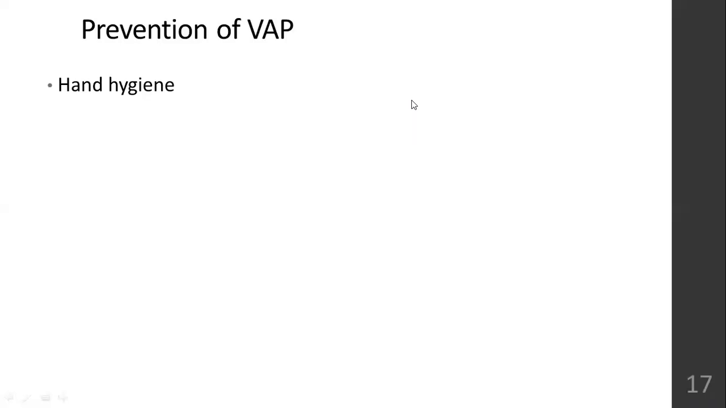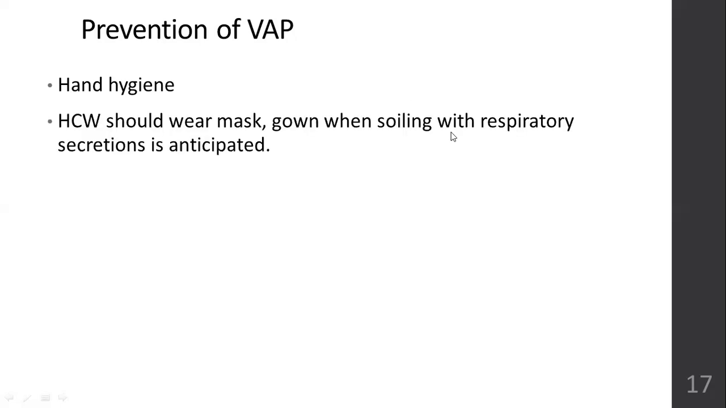So for prevention, the first is hand hygiene. Make sure you follow strict hand hygiene and infection control in the hospital. Healthcare workers should always wear a mask and gown whenever soiling of respiratory secretion is anticipated. You know that when you go near the patient, you can expect respiratory secretion. Protect yourself. Elevate the head of the patient to 30 to 40 degrees. That elevation should be there. It usually prevents aspiration.